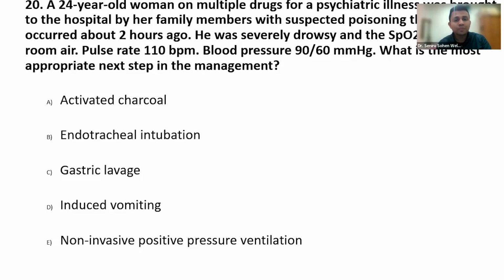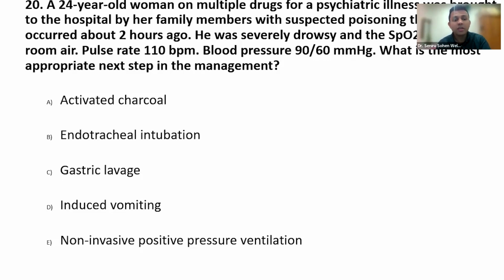When talking about patients with poisoning, you have to manage them in the same way as the ABCD approach. So the first thing is to secure the airway. The patient is severely drowsy and the saturation is 84. So you have to secure the airway and assist the patient's breathing, because that would kill the patient first. Giving activated charcoal in a very drowsy patient will be very risky. Endotracheal intubation seems like a good option. Gastric lavage is again very risky if you are dealing with a severely drowsy patient. Induced vomiting is again risky, as it can cause aspiration.